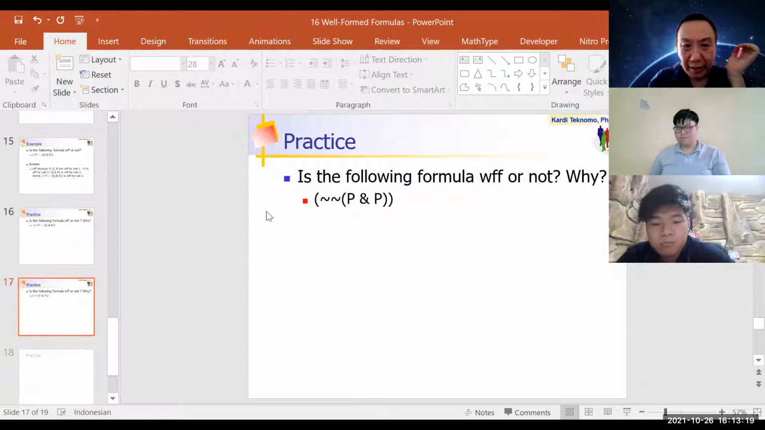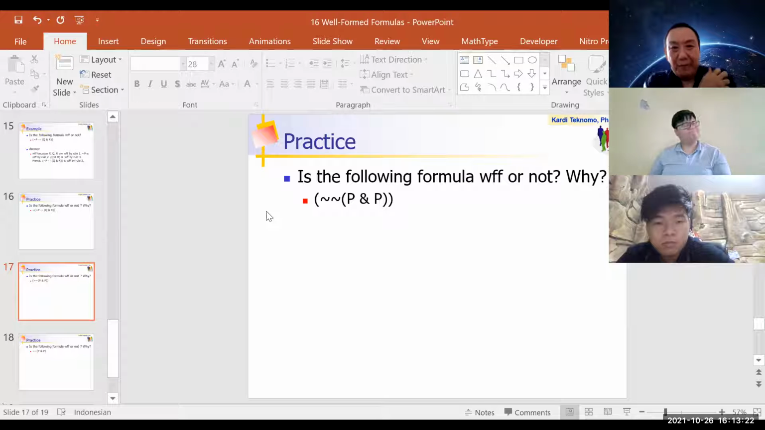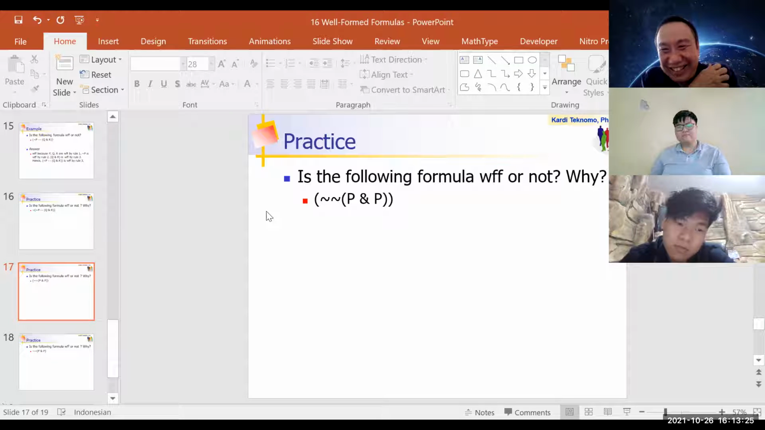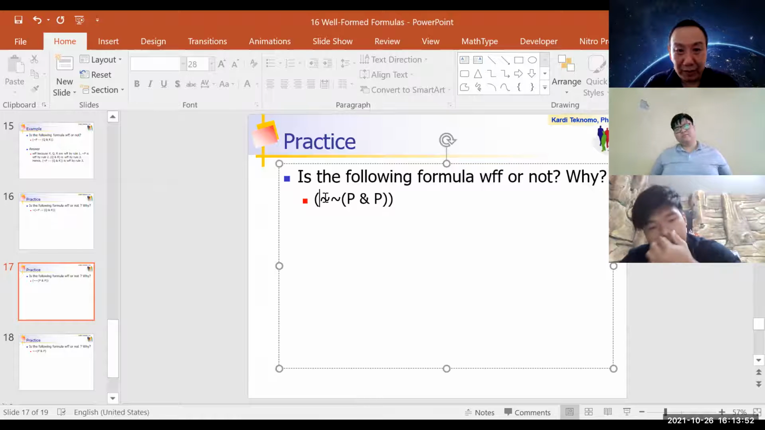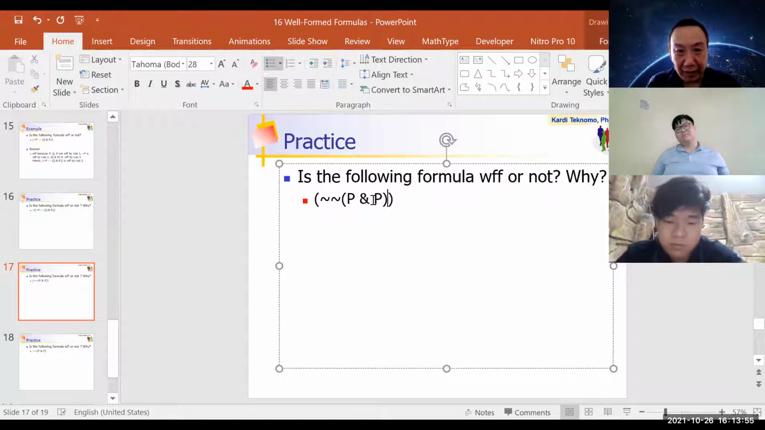How about this one? This is difficult. So is this WFF or not? I think it's not. Why? Because the bracket is useless if you put it like that. Which bracket? The outer bracket. The outer bracket is the problem, right? Okay. So the correct one must be only the internal one without the outer bracket. Okay. So this is the WFF. Okay.